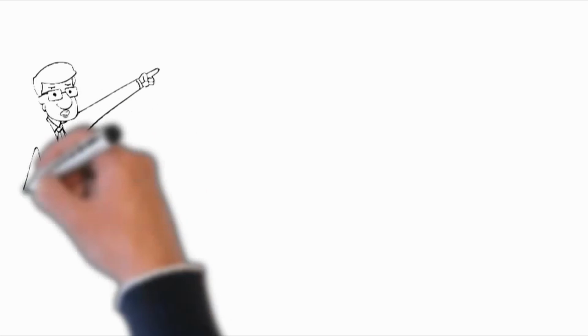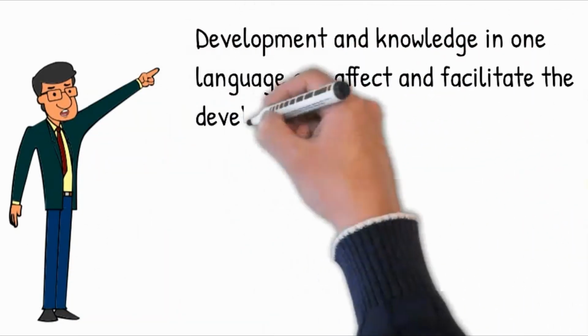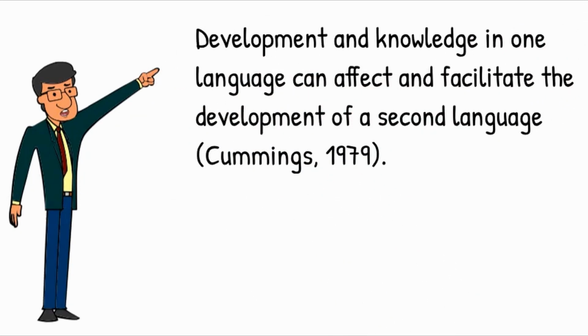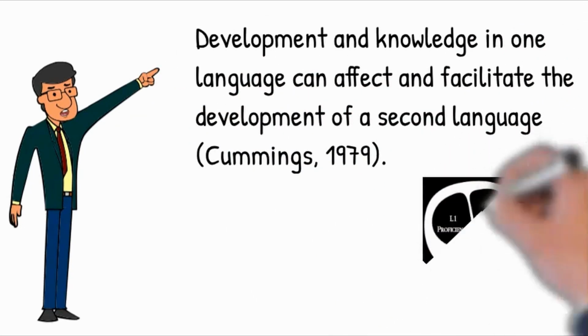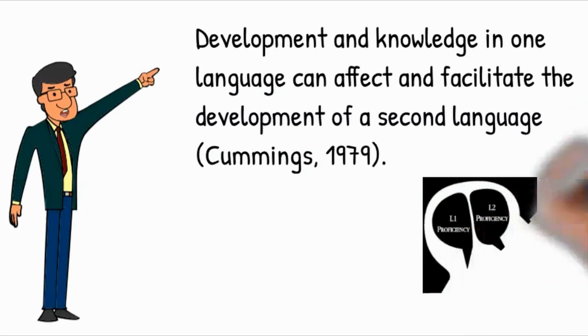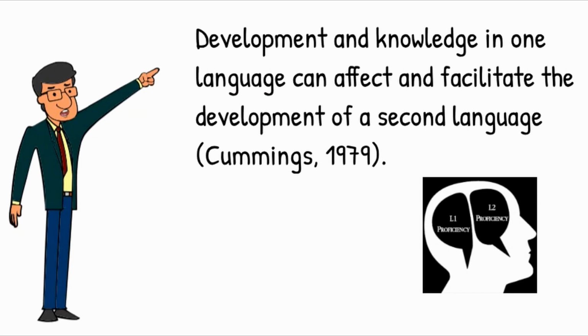Cummins stated, "The development and knowledge in one language can affect and facilitate development of a second language." He mentions how a first and second language are interdependent and rests on a common underlying proficiency, which refers to a mutual central processing system from which both languages operate.